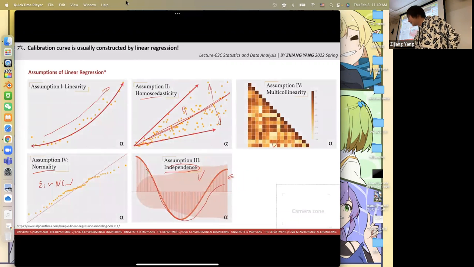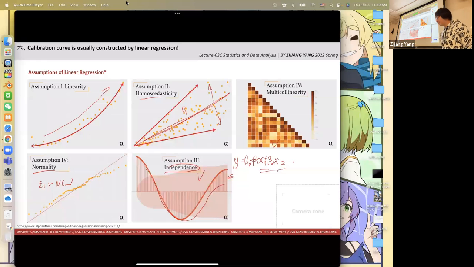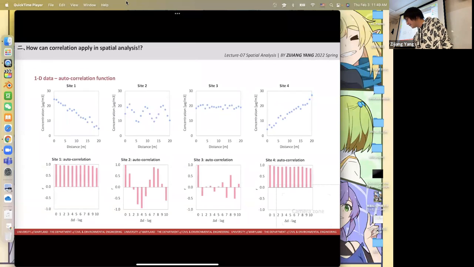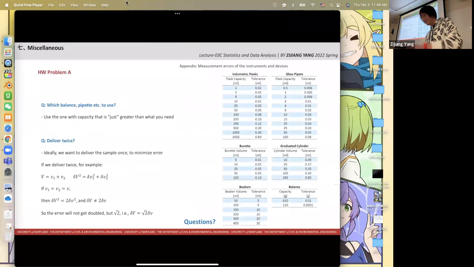The last one is that for multiple linear regression, we have y equals beta 0 plus beta 1 x1, plus beta 2 x2, so we have different x's. We need to make sure the x's themselves are independent, or uncorrelated. And I think that's the end of this lecture.